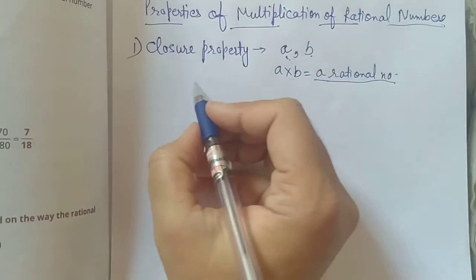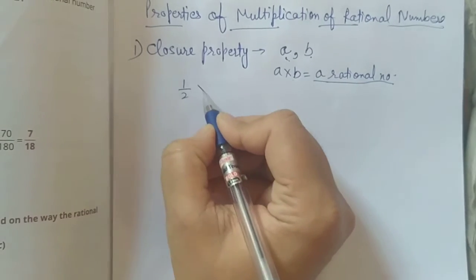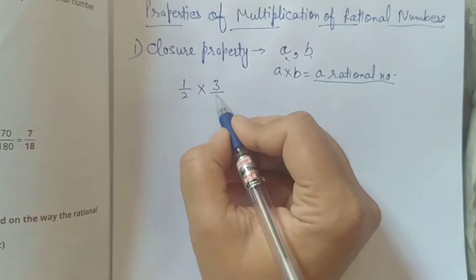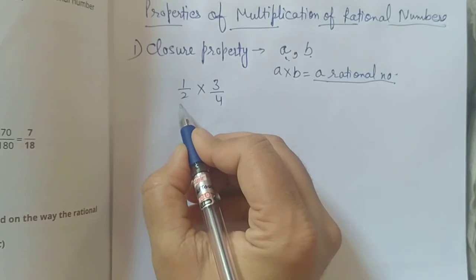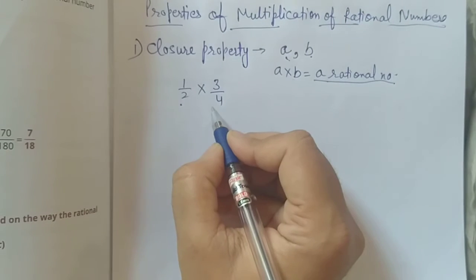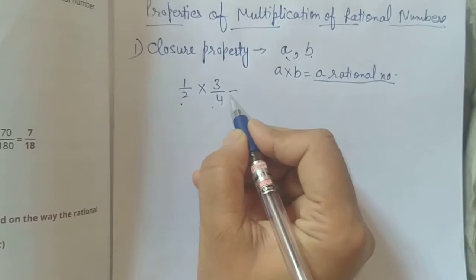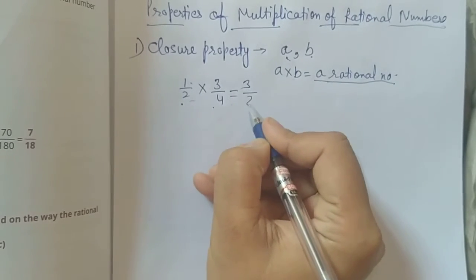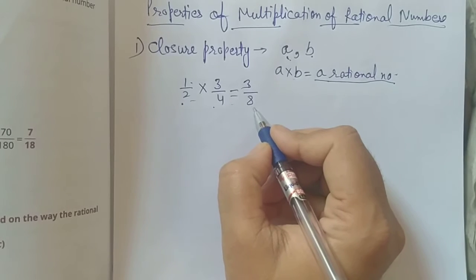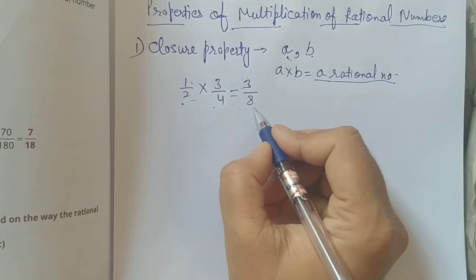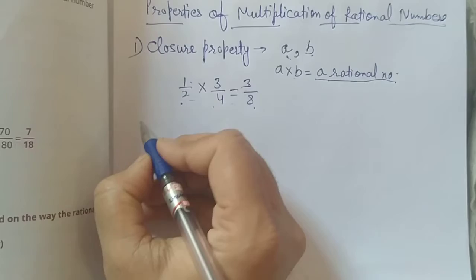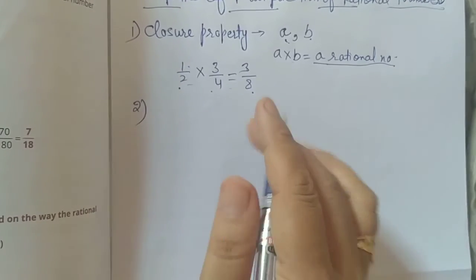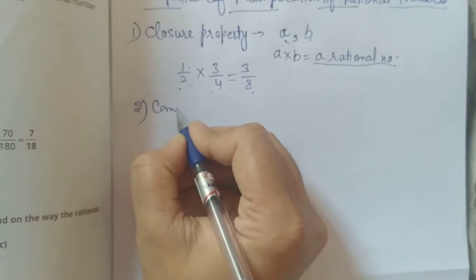For example, you are multiplying 1 upon 2 with 3 upon 4. So here 1 upon 2 is a rational number, 3 upon 4 is a rational number. It will give you 3 ones are 3, 4 twos are 8, 3 upon 8, and 3 upon 8 is also a rational number. Second property is commutative property.